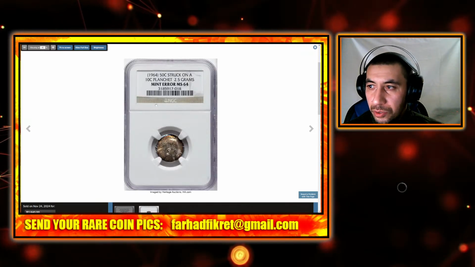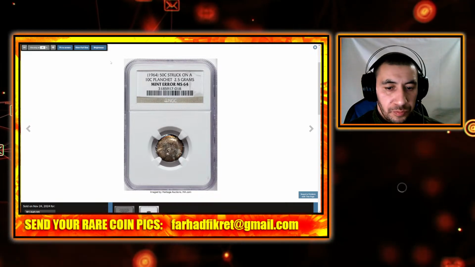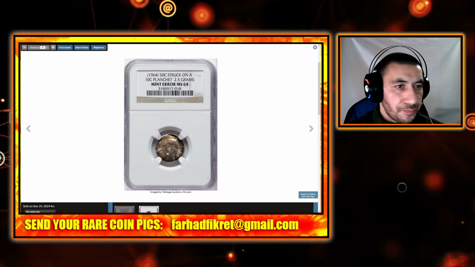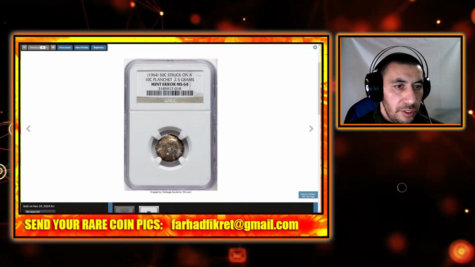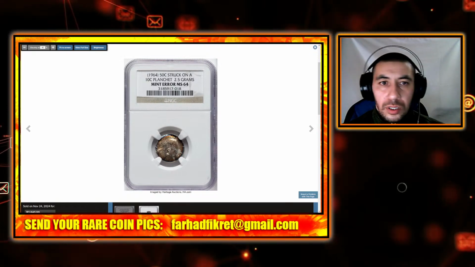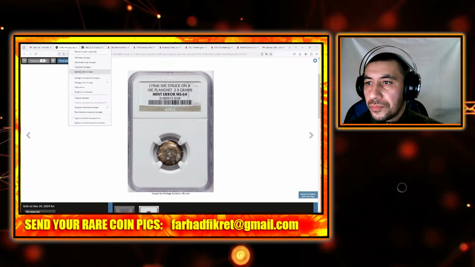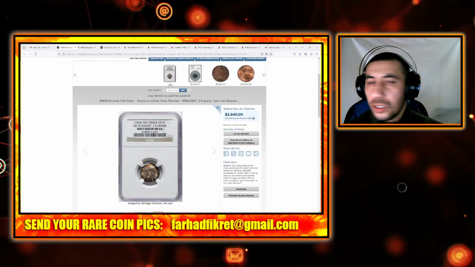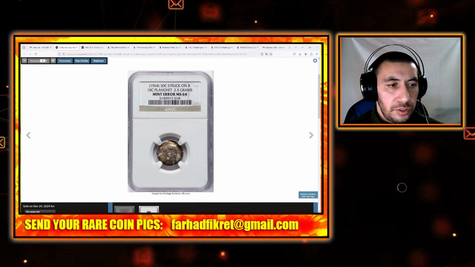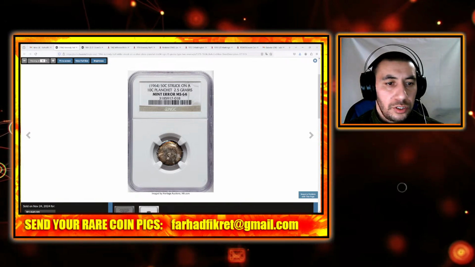Obviously an error coin. This is an error, a 1964 Kennedy half dollar. Let me put it here. So it is in mint state condition.